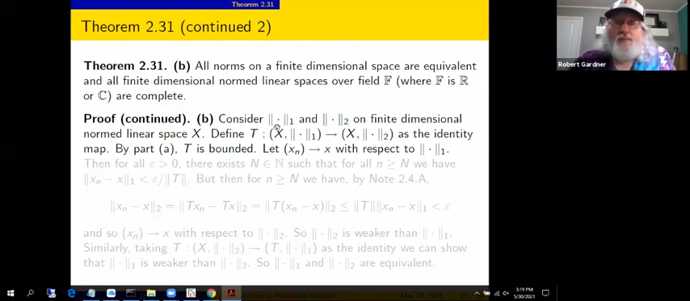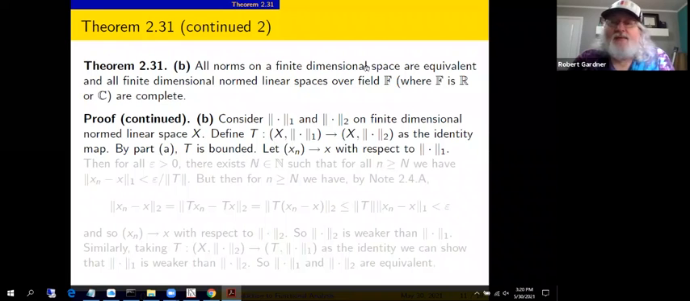For the equivalence of norms, let norm 1 and norm 2 be norms on a given linear space X. We've done this kind of thing previously in some proof. Let T map normed linear space X with respect to the first norm into normed linear space X with respect to the second norm, and define T as an identity map. So it simply takes X here to X there, but you measure distances differently. You've got different norms on those two spaces, though it's the same set of vectors. By part A, we know T is bounded.